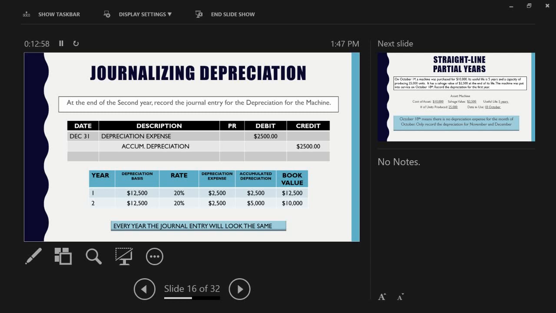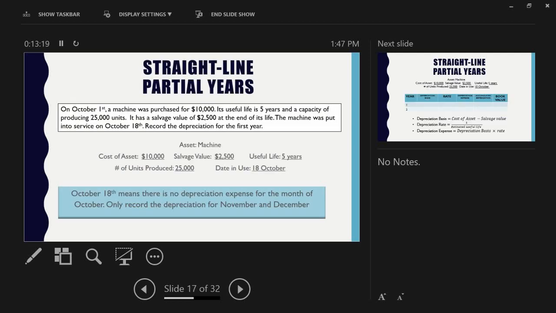So every year, what you're going to notice is that your journal will look identical every year. So the first year was the same thing as the second year. All right, so see, that was very easy. It went by super quick because we've learned the two other concepts, and with this one, you don't need to calculate much. It does it for you. That is why a lot of businesses prefer to use straight line, because it gets the job done really quick.